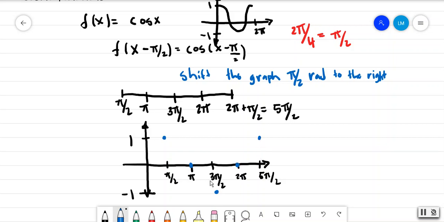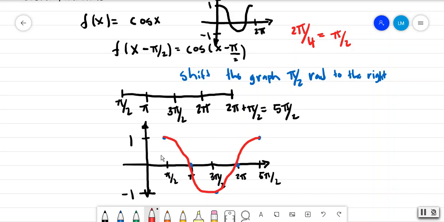Now, you might wonder, how did I know that? Well, again, if you think of it that you're just shifting the x values over by pi over 2, does anything really change about the y values? And the answer is no, it does not. So we'll just go ahead and connect the dots. This is going to look something like that. Okay, it's a bit of a rough sketch, but you get the generic idea.